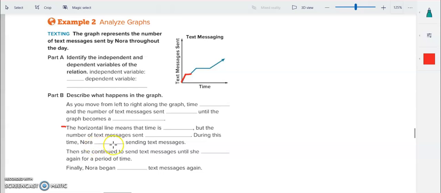During this time, Nora stopped sending text messages. Okay, well, she continued to send text messages right here, until she stopped again for a period of time. Finally, Nora began sending text messages again. Okay, well, it doesn't ask us to, but what could account for this pattern?